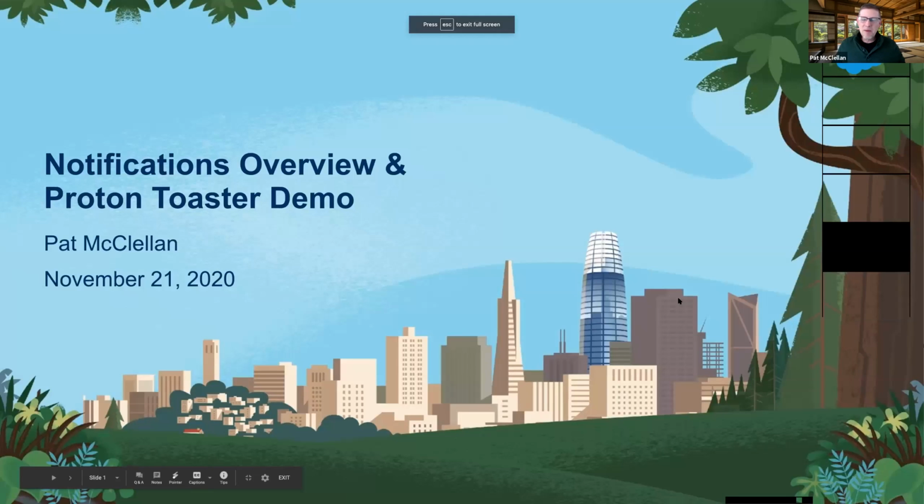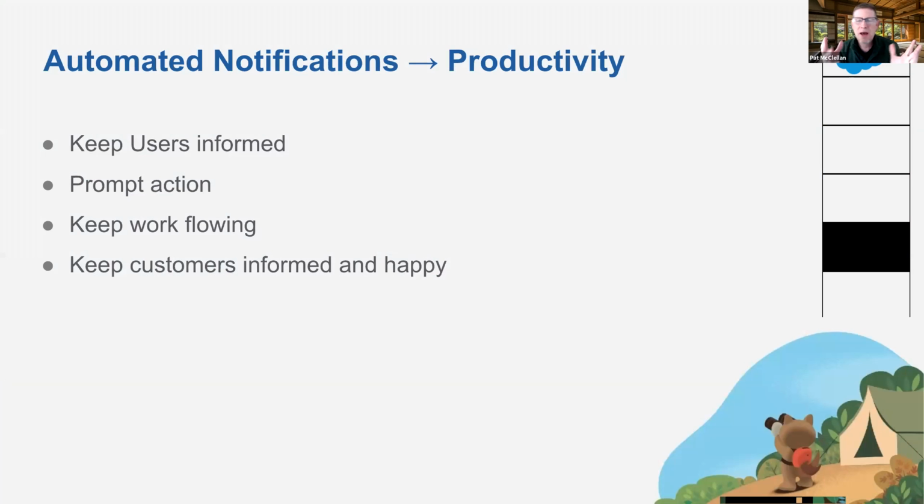So today we're talking about notifications in Salesforce, and I'm going to do an overview of those. Let me step through a couple of slides, and then I'm going to do a poll of everybody that's on here. So what we're talking about is automated notifications. It's a great way to boost productivity in Salesforce. Notifications keep users informed. They prompt action to be taken. They keep the work flowing, and they keep your customers informed and happy.